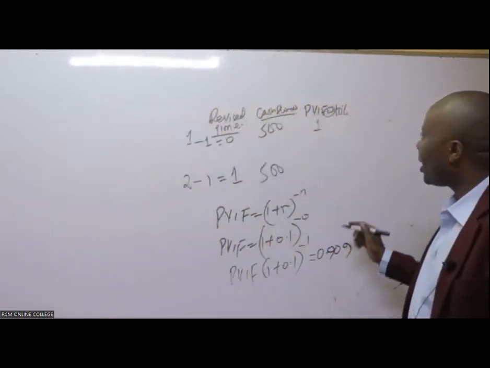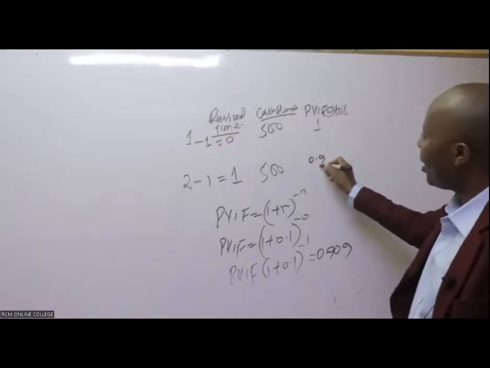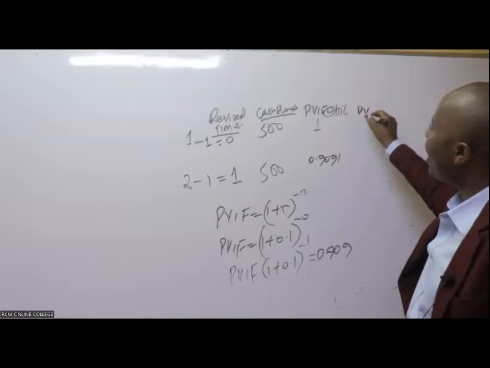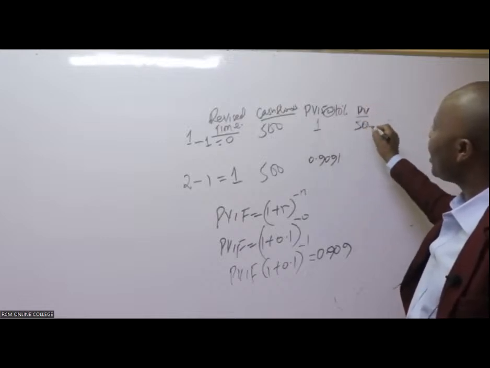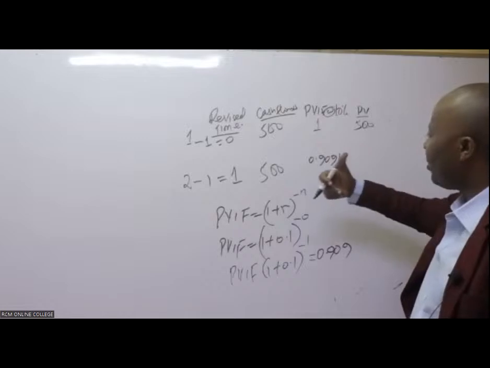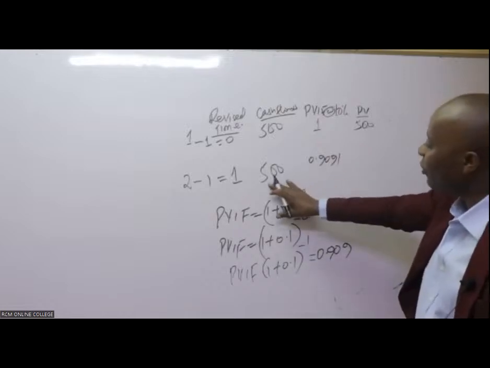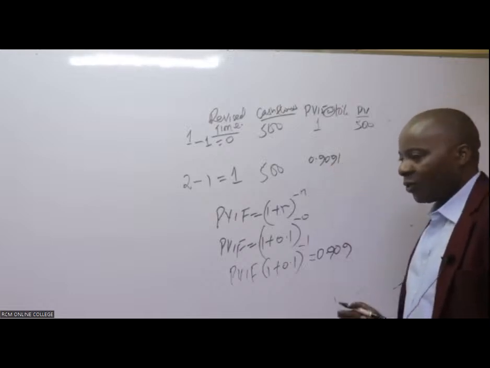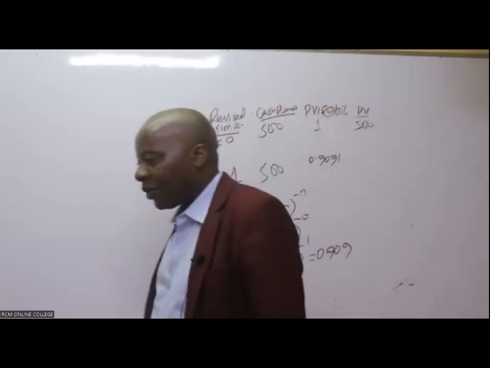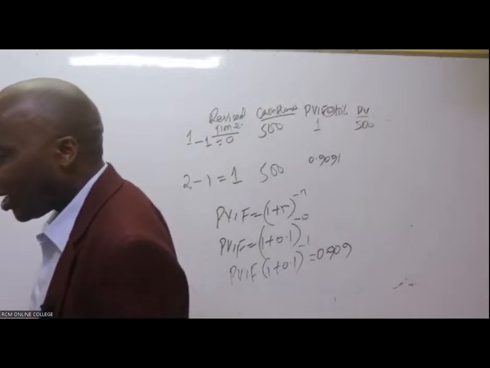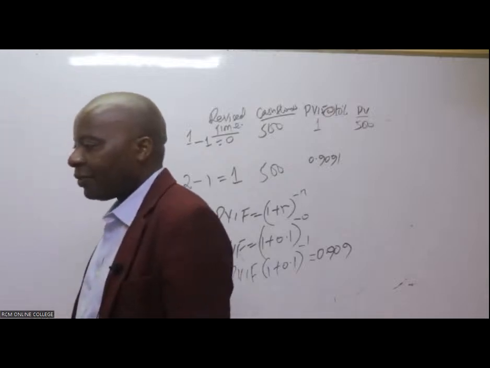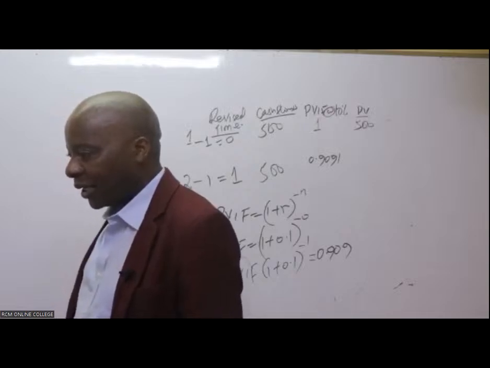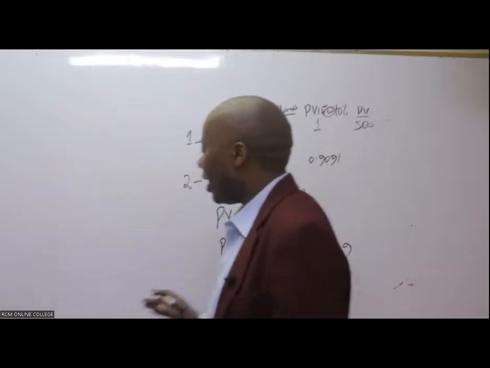So could we kindly put this figure here, please? 0.9091. I know you have not understood anything, but can you kindly just write this, and then give me a thumbs up once you finish writing. So what is 500 times this? 500 times 0.9091 gives me what figure, somebody? 454.55.